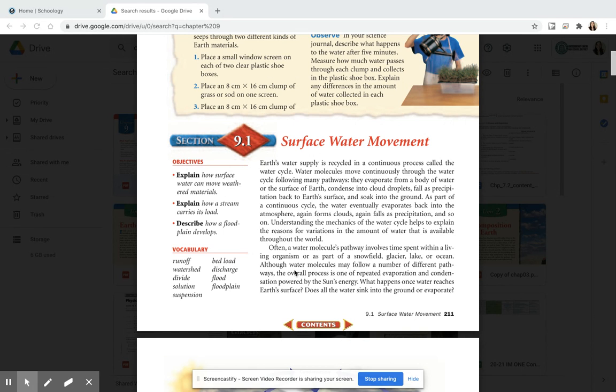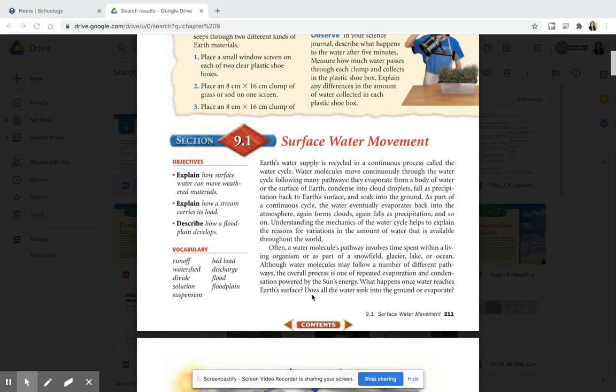Understanding the mechanics of the water cycle helps to explain the reasons for variations in the amount of water that is available throughout the world. Often, a water molecule's pathway involves time spent within a living organism or as part of a snow-filled glacier, lake, or ocean. Although water molecules may follow a number of different pathways, the movement process is one of repeated evaporation and condensation powered by the sun's energy.